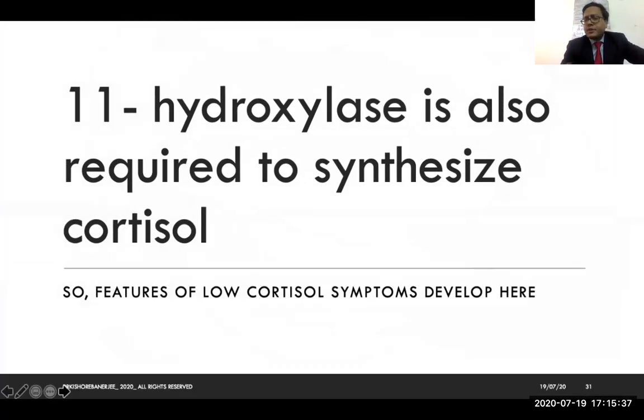Now, 11-hydroxylase is also required to synthesize cortisol, and that pathway is totally blocked, because the intermediates produced in the cortisol synthesis pathway have no role like cortisol. So features of low cortisol would be prominent here. But there will be features of high mineralocorticoid in some cases, because lots of weak mineralocorticoids are accumulating.